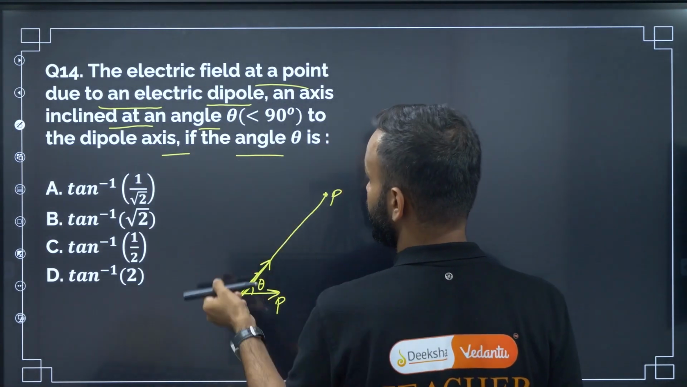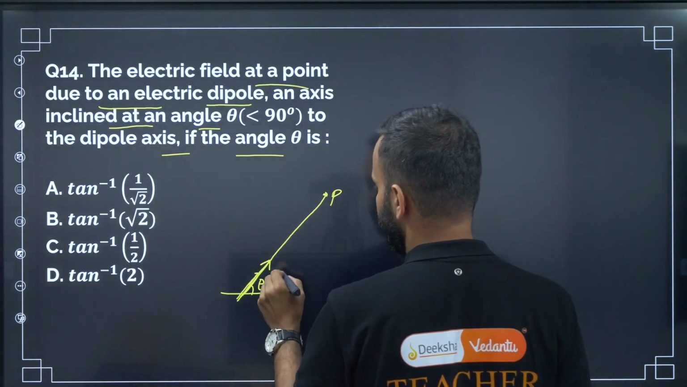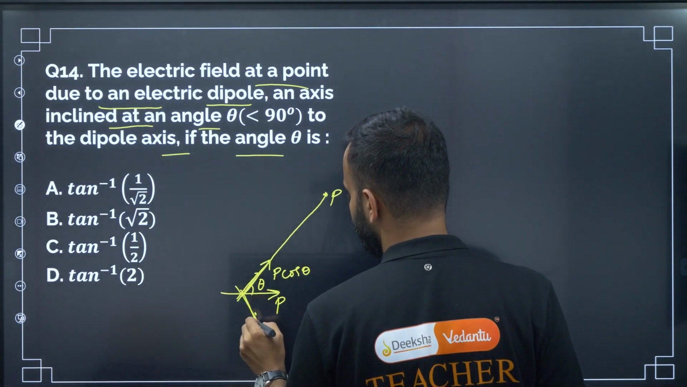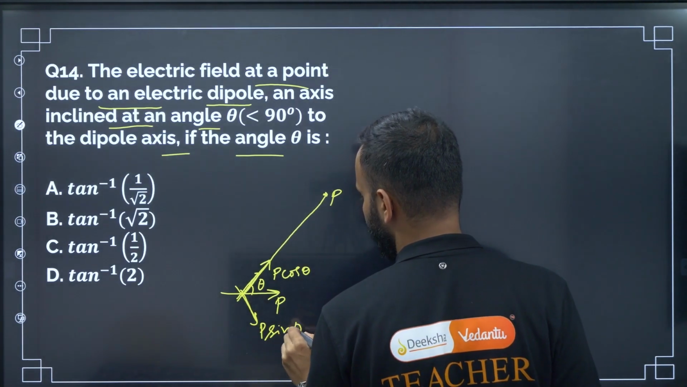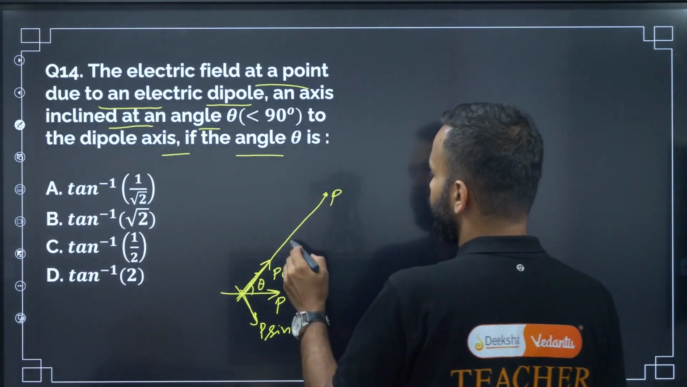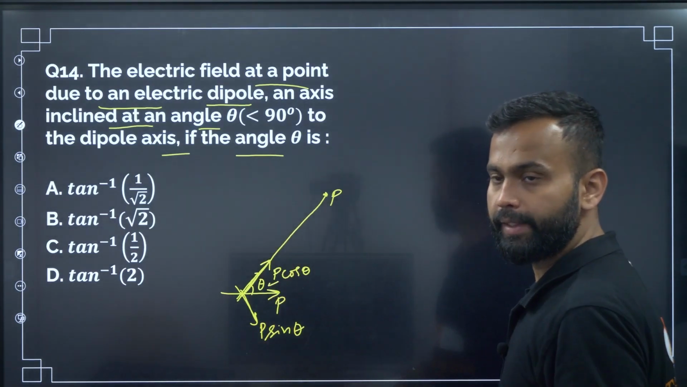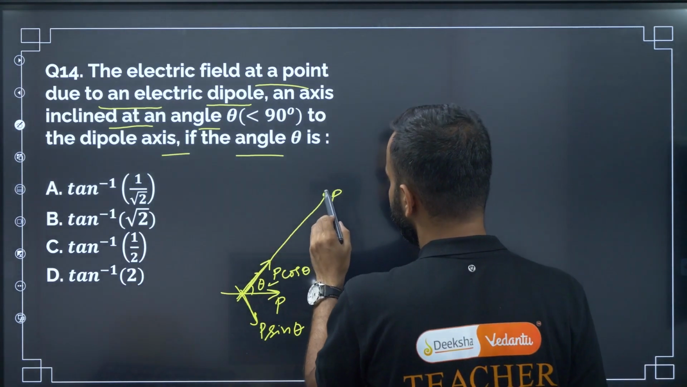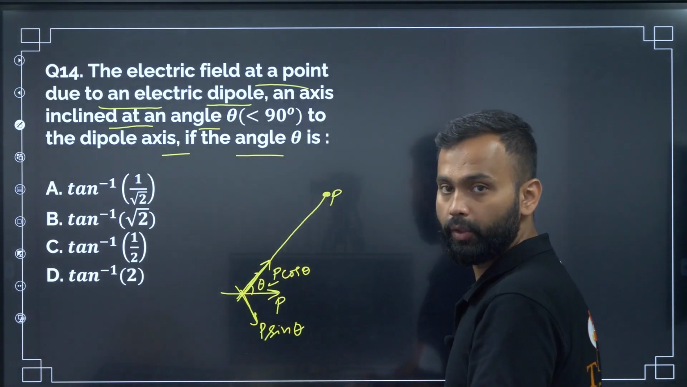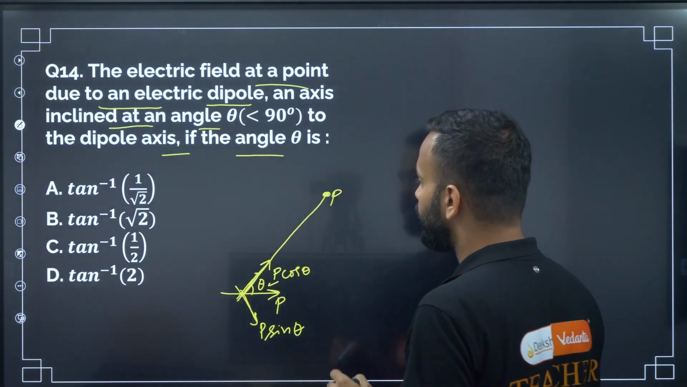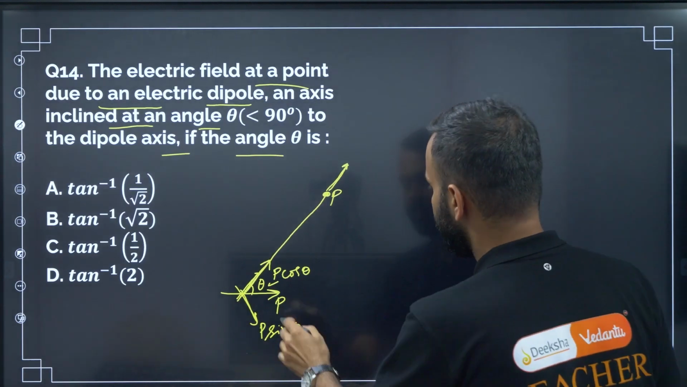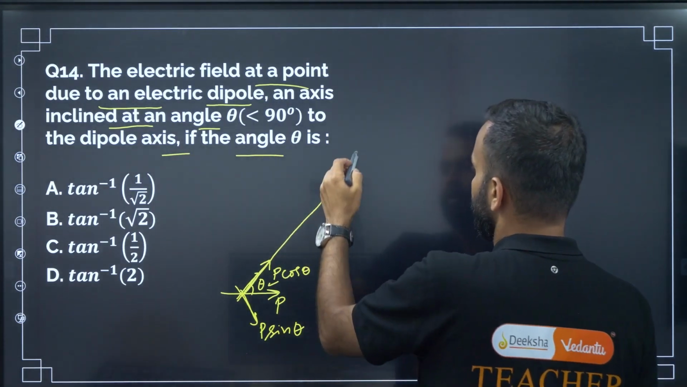So this is to the dipole axis, right? So this will be P cos theta, and this will be P sin theta. I am dividing this P into two parts: one is P cos theta and the other is P sin theta. We need to find this angle theta. Now this point P is lying on the axial line of the P cos theta component of the dipole, right? So what is the direction of the electric field? Electric field due to P cos theta at P is in this way.